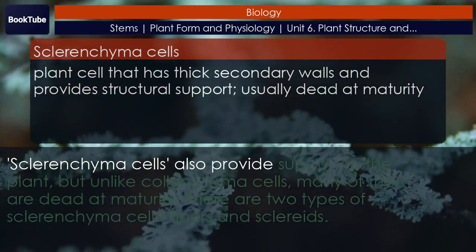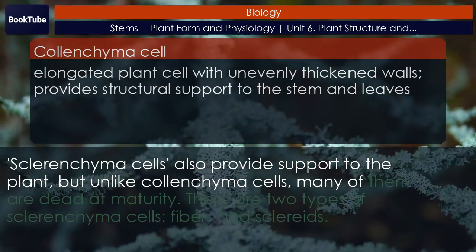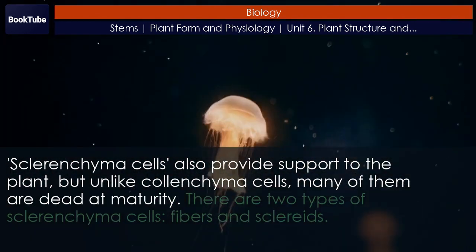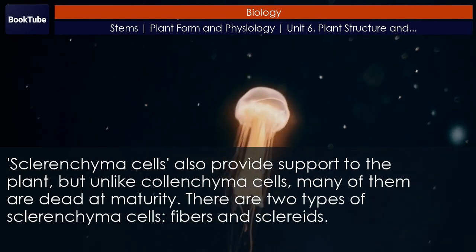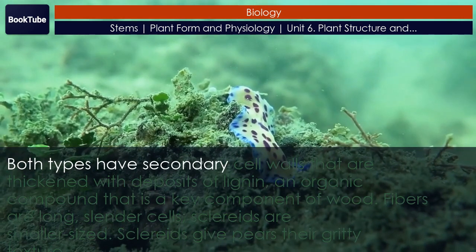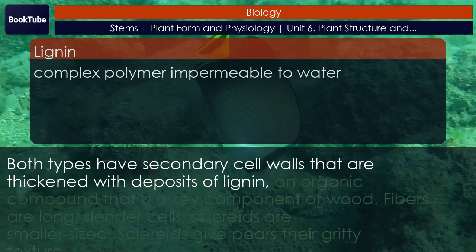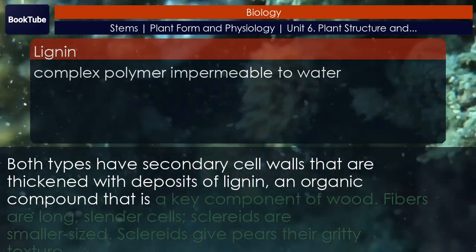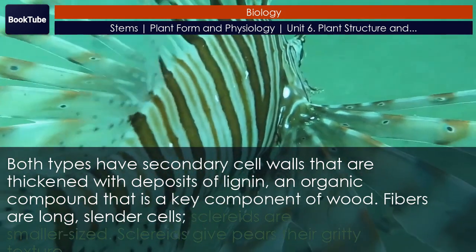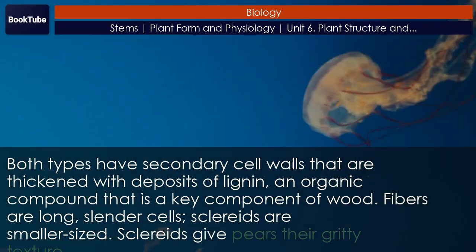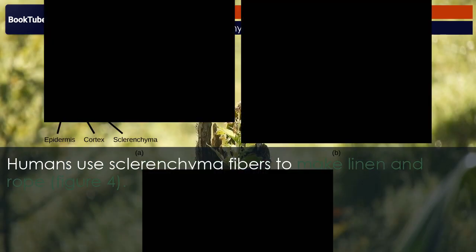Sclerenchyma cells also provide support to the plant, but unlike collenchyma cells, many of them are dead at maturity. There are two types of sclerenchyma cells: fibers and sclereids. Both types have secondary cell walls that are thickened with deposits of lignin, an organic compound that is a key component of wood. Fibers are long, slender cells. Sclereids are smaller sized. Sclereids give pears their gritty texture. Humans use sclerenchyma fibers to make linen and rope.